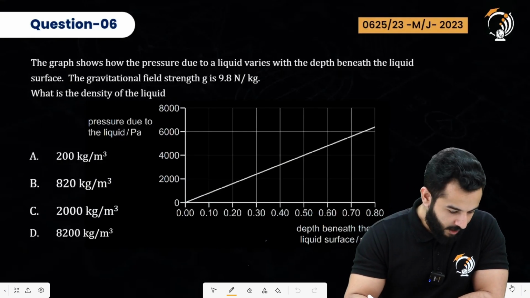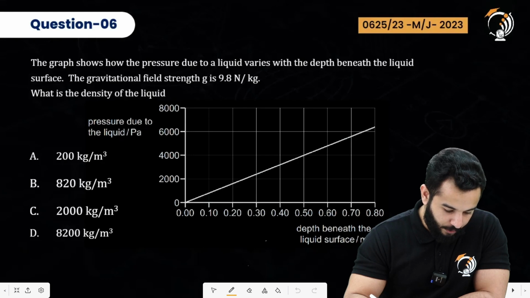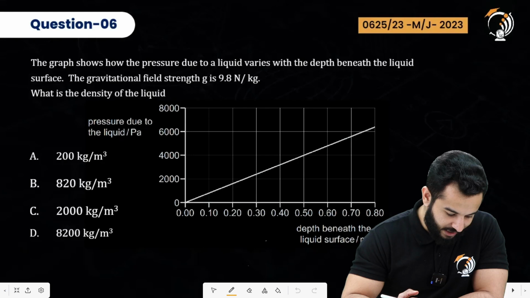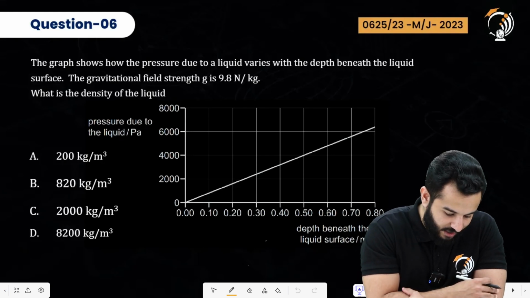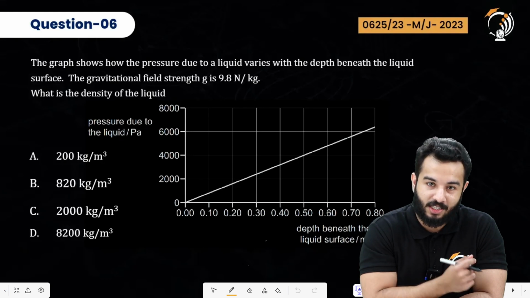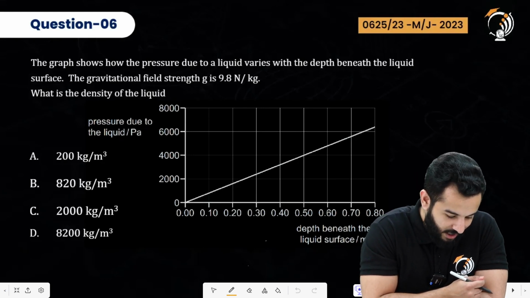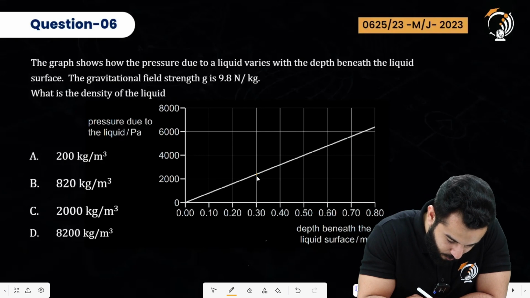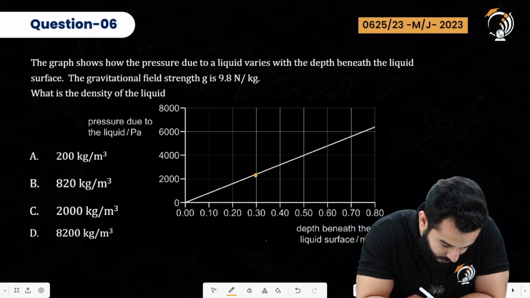Moving on. Question 6 says the graph shows how the pressure due to a liquid varies with the depth beneath the liquid surface. The gravitational field strength is 9.8 Newton per kg. What is the density of the liquid? Now, see what they are trying to say. They have given us the graph. By the way, this was the graph that they were asking about in the previous question. They are asking about the density, so let's find the most convenient point. The most convenient point looks, I think, somewhere over here, if I'm not wrong.